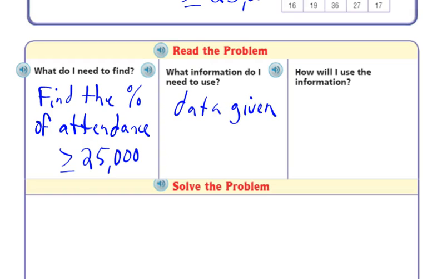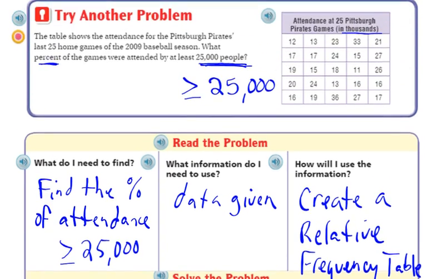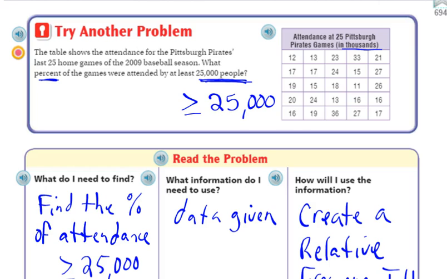How will I use the information? Well, we are going to create a relative frequency table. All right. So a relative frequency table, which means from the data up above, we are going to have to create some intervals. And what I want to do is I'm just going to locate here the smallest and the largest value in the set of data here so we can try to structure some nice, well-organized intervals.